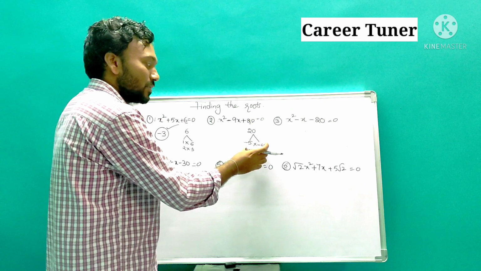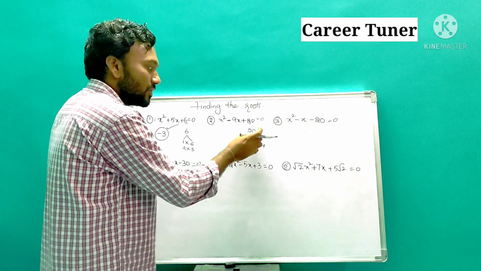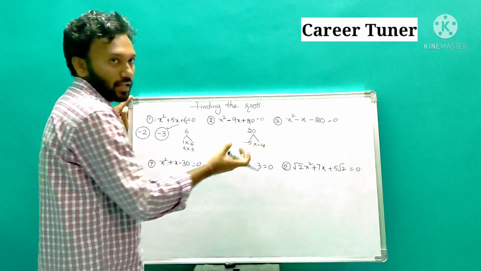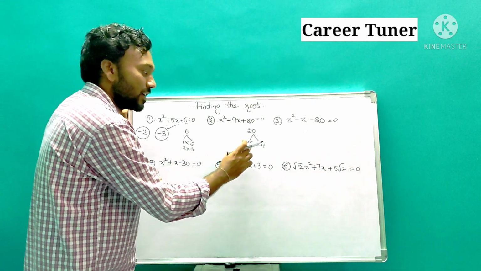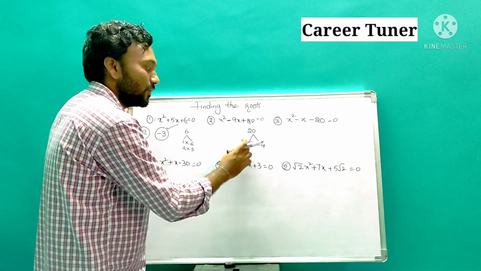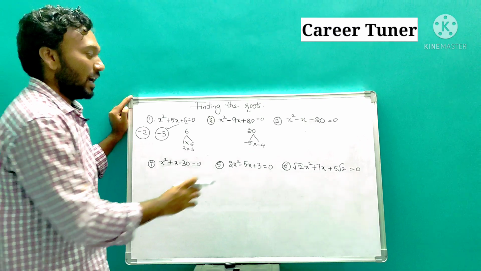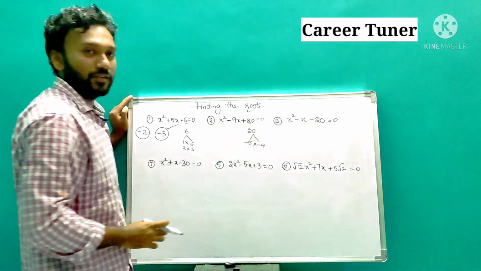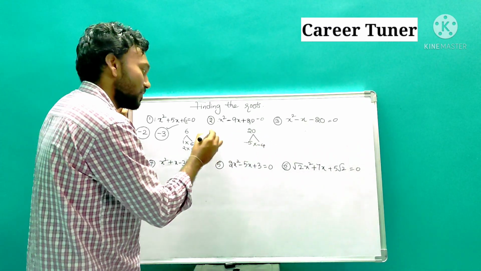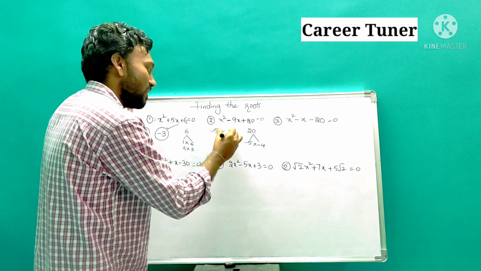If I write both as minus, minus into minus gives me plus. So same signs can be added. So what happens here? Minus 5 and minus 4. Both if you add, you will get minus 9. And minus 5 into minus 4 is nothing but 20. Yes, here the condition is satisfied. So take the two numbers, minus 5 and minus 4.